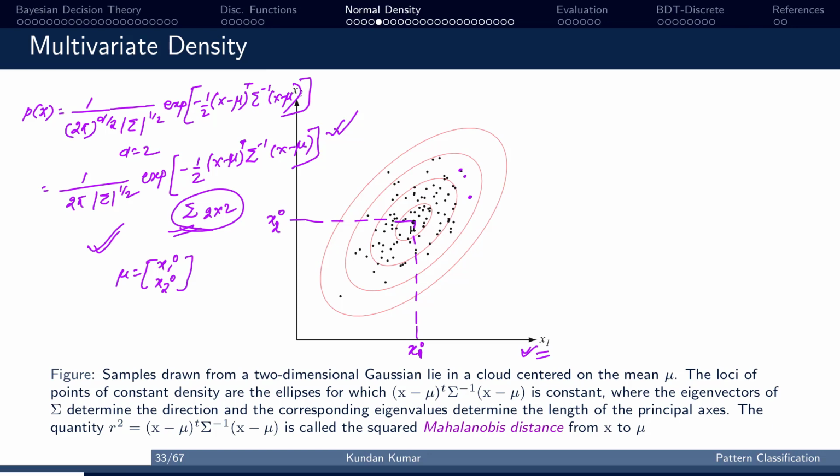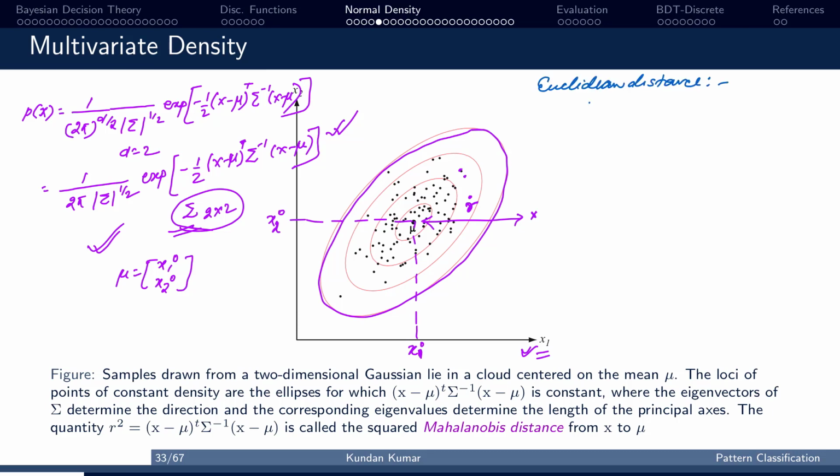Now suppose we want to compute the distance of a point from this distribution. We want to compute the distance of this point from this distribution. So what is this distance? How can we compute it? Before this, let us discuss the Euclidean distance.